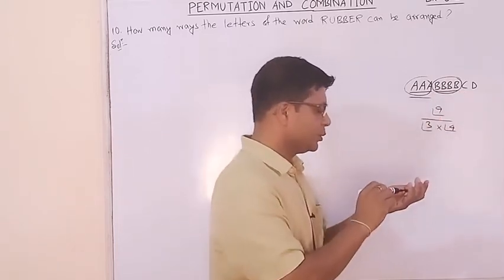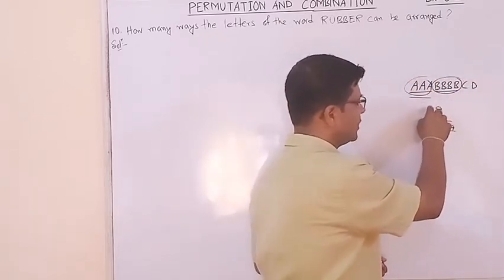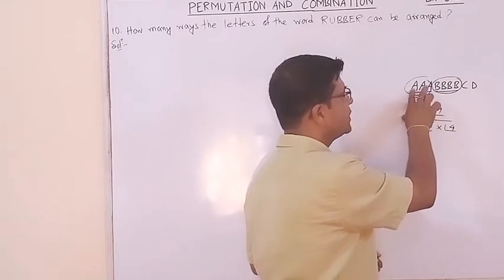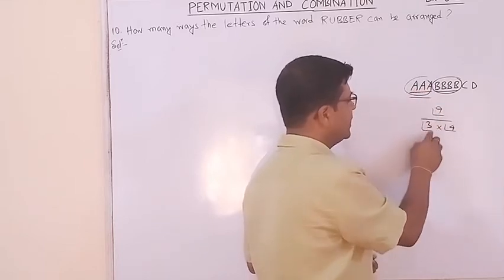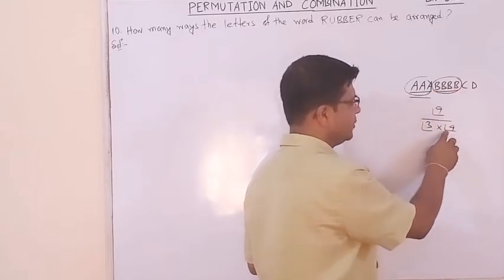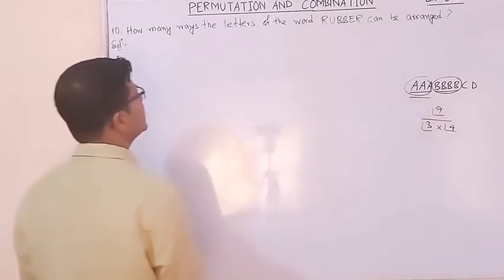So what is the procedure to solve it? At first we shall write the total number of letters, the factorial of that, and divide by the factorial of the alphabets which are repeated. There are 3 A's, factorial 3 ways. There are 4 B's, so again this is divided by factorial 4 ways. Okay, now let us see here.